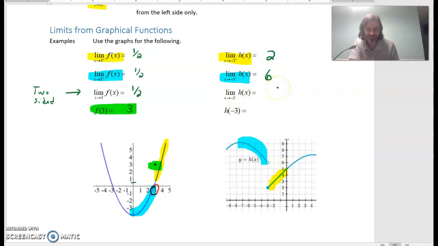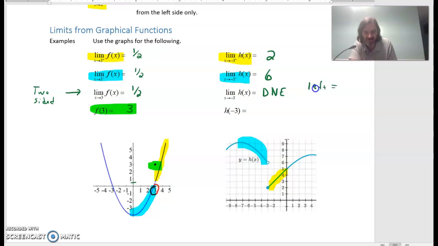Alright, now the two-sided limit approaching -3. Well, Bobby said he got 2 when he walked from the right. Anna says she got 6 when she walked from the left. So they're not going to the same place. The expectation must match for the two-sided limit to exist. So we're going to say does not exist, and that's because left does not equal right.